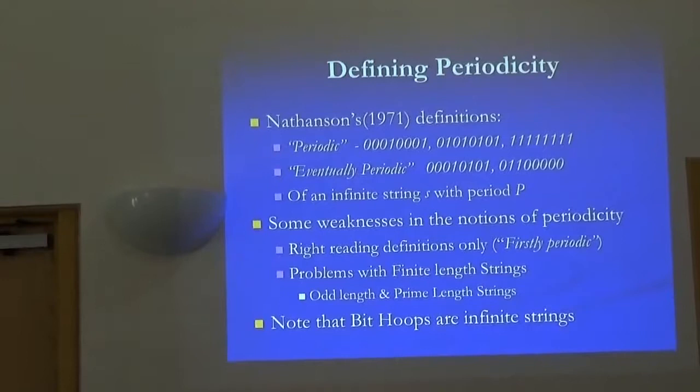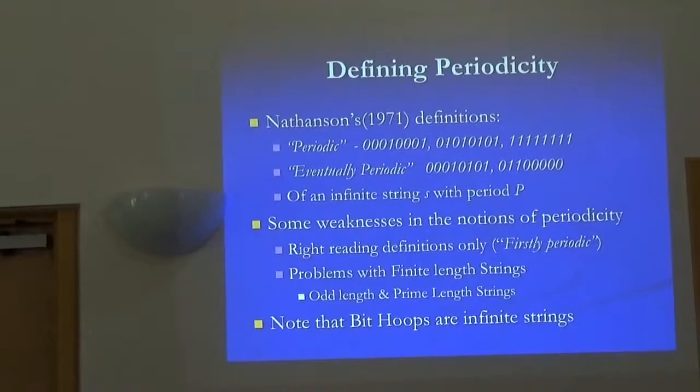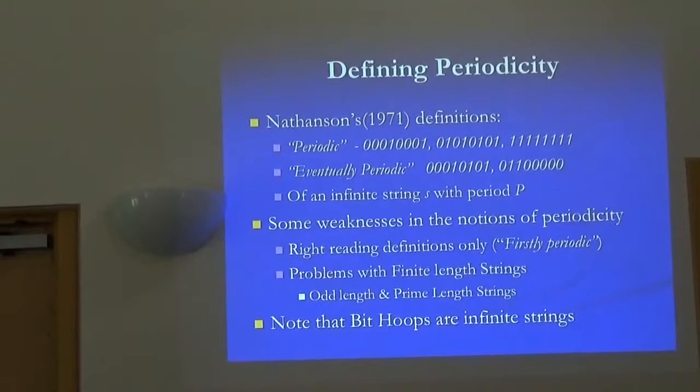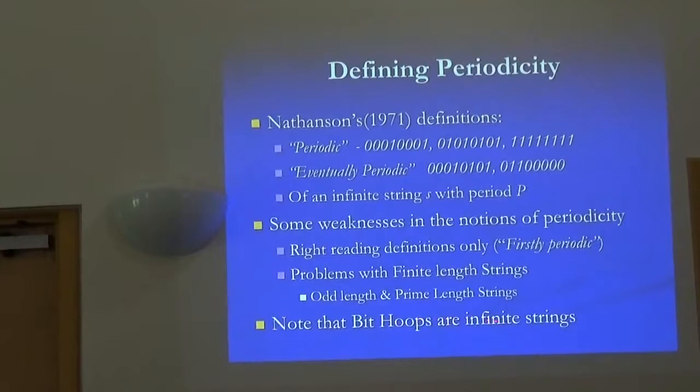Now, a bit loop is simply a string that goes around in a loop. So this string here could have its beginning and its end joined, and it would be an 8-bit bit loop, which is what Johnson and Keith Allen's paper is all about. So a bit loop is an infinite string, because you can go around it infinitely many times. Something that Johnson pointed out is that Nathanson's mathematics applies comprehensively to the mathematics of bit loops, which is really very interesting.